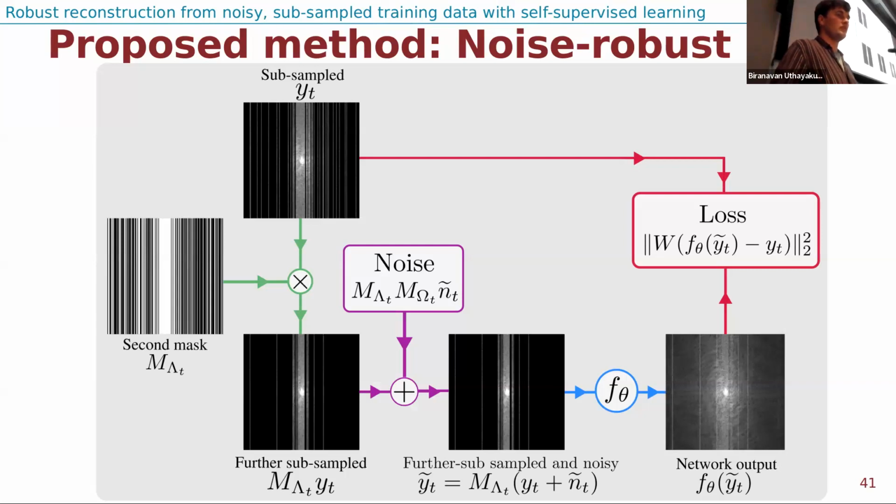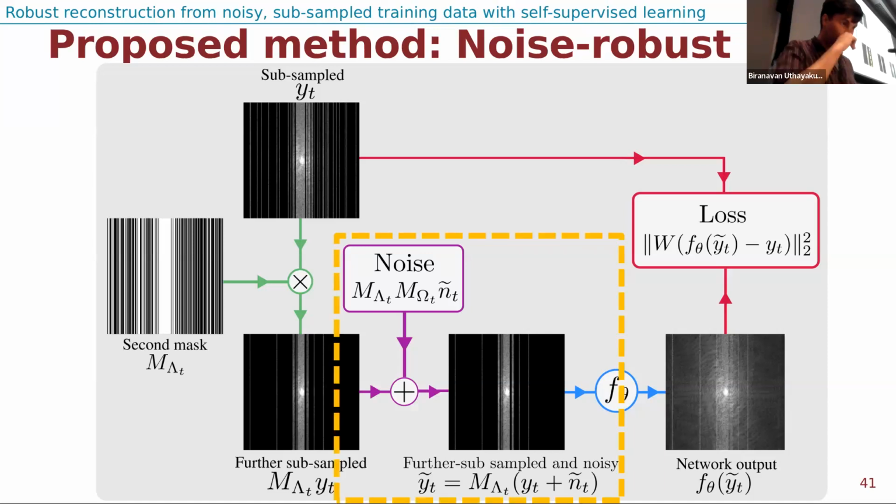So this is our proposed method, which we called noise robust SSDU. This is almost exactly the same as the flowchart that I showed you earlier, apart from this section. What this does is that we still take our subsampled data and we subsample it more, and then we add more noise. We only add noise to the parts in the further subsampled k-space. So what we end up with is a k-space that is both further subsampled and further noisy. And then we train our network to recover the singly noisy, singly subsampled from the further noisy, further subsampled.